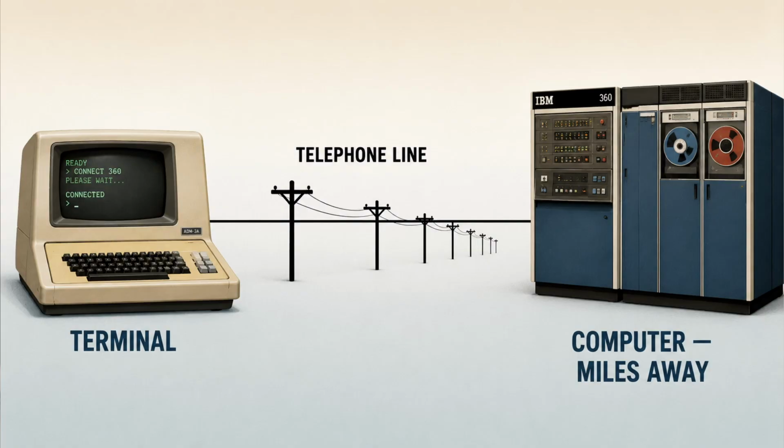There's something else that may seem strange today. The computer you were communicating with might not even be in the same building. You could be sitting at a terminal, basically a keyboard and a screen, while the actual computer was miles away. The telephone connection carried the information back and forth between you and that distant computer. We will come back to that idea in another episode.